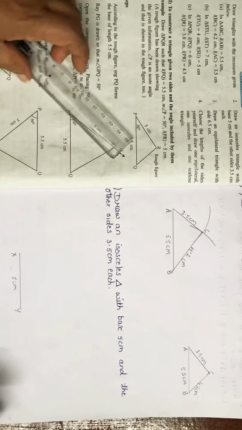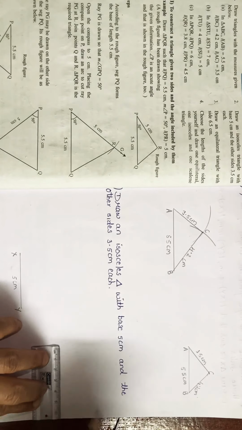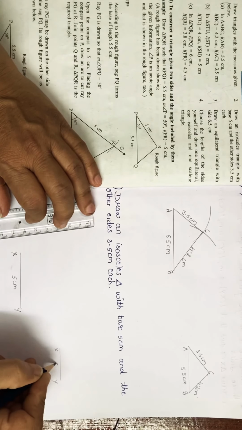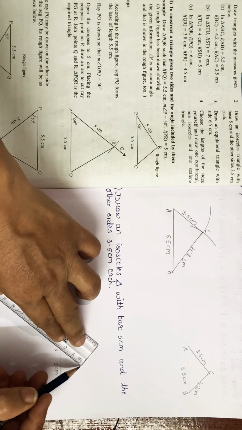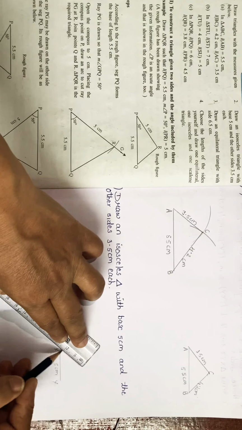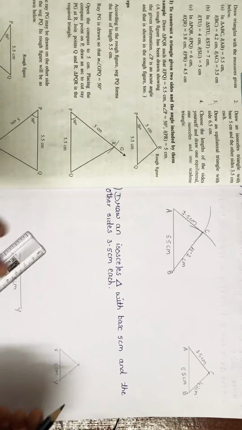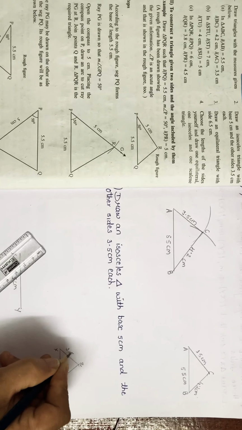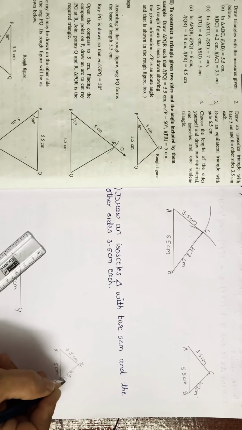Before that, you have to draw a rough figure. So let's draw the rough figure here. So just approximately X and Y. So this is 5 centimeters. And the other two sides are 3.5. So just a rough figure. Approx. X, Y, Z. So this is 3.5 centimeters and 3.5 centimeters.